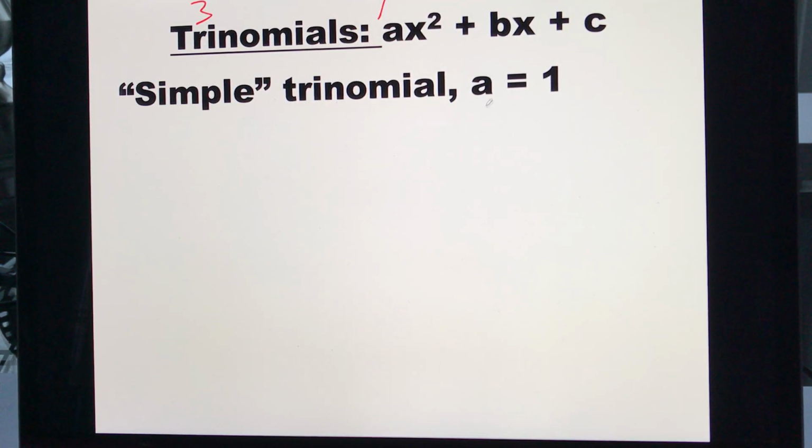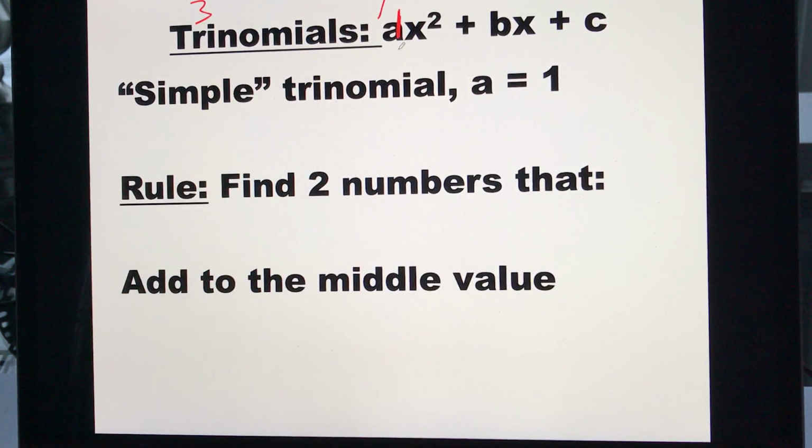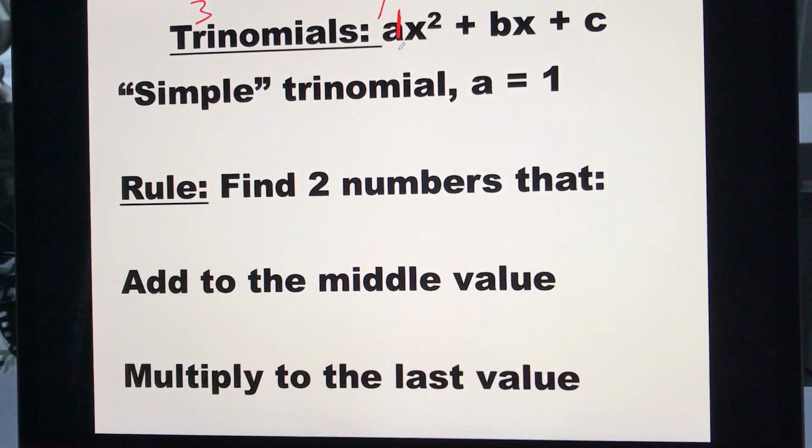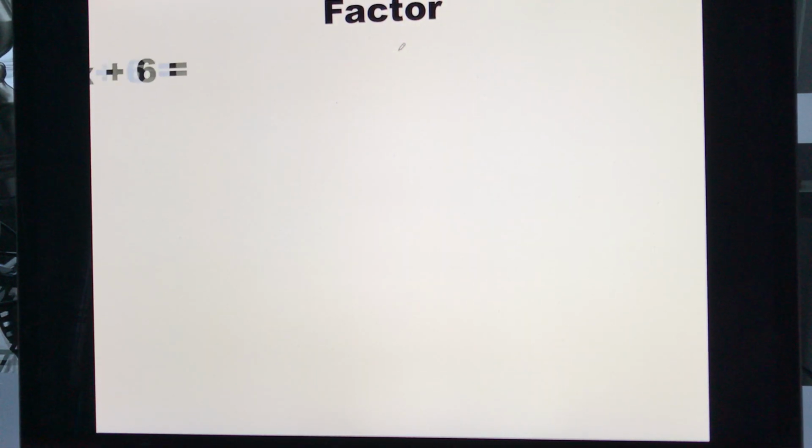Now, a simple trinomial will have an a equal to 1, which means there's a 1 sitting out front here, or there's really no number sitting there at all. Our rule is going to be, we want to try to find two numbers that add to the middle number and multiply to the last number. So let's try a few examples here.